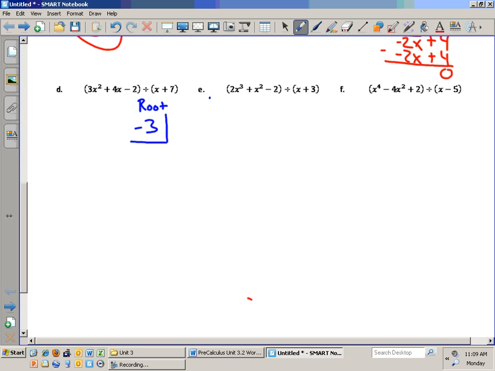Up top here, you put your coefficients. What are the coefficients of my polynomial? Don't forget the 0x.